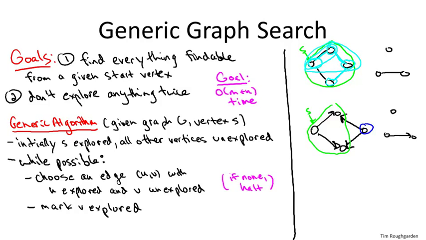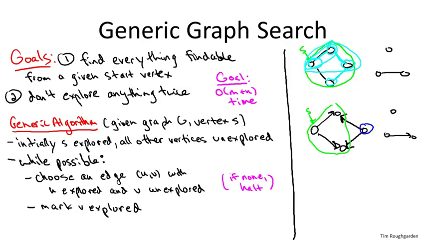More generally, the claim is that this generic graph search algorithm does what we wanted. It finds everything findable from the starting point, and moreover, it doesn't explore anything twice. I think it's fairly clear that it doesn't explore anything twice, right? As soon as you look at a node for the first time, you suck it into the conquered territory, never to look at it again. Similarly, as soon as you look at an edge, you suck it in. But when we explore breadth and depth first search, we'll be more precise about the running time and exactly what I mean by you don't explore something twice.